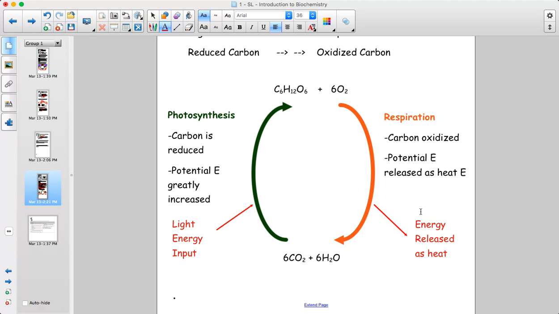And that energy can be used to synthesize molecules. It can be used to keep us warm. It can be used for us to move around, all these different life processes. Now we've got these low energy carbon dioxide and water molecules, which plants, if they get energy from the sun, can synthesize together, reduce that carbon, and build the glucose and the oxygen.